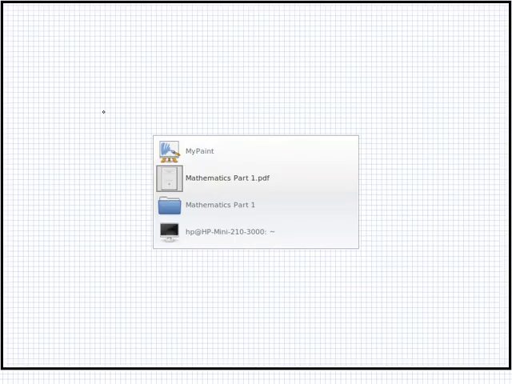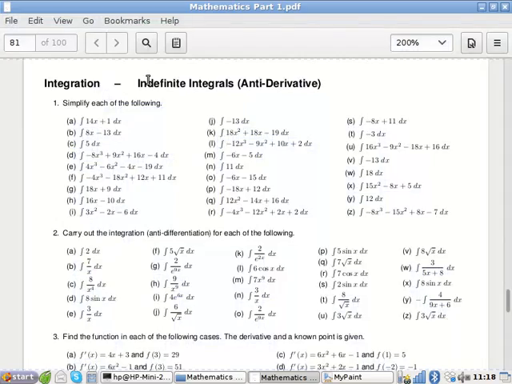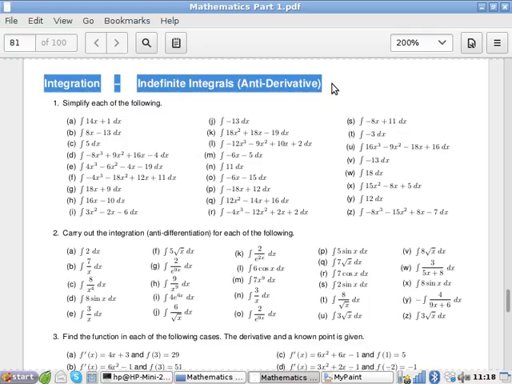Okay, so what we're looking at now, you can write this down please, is indefinite integrals, also called antiderivatives. Very, very easy lesson to begin with. You got that? Okay.